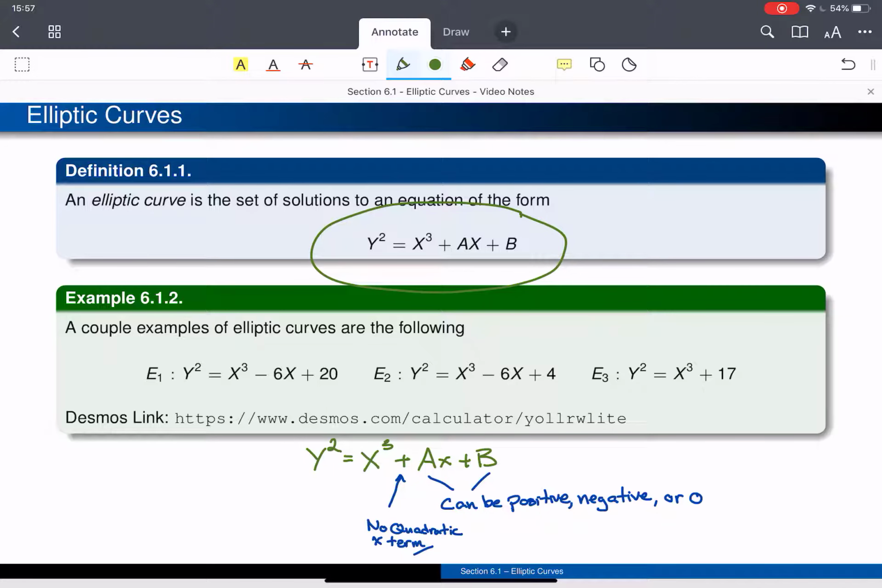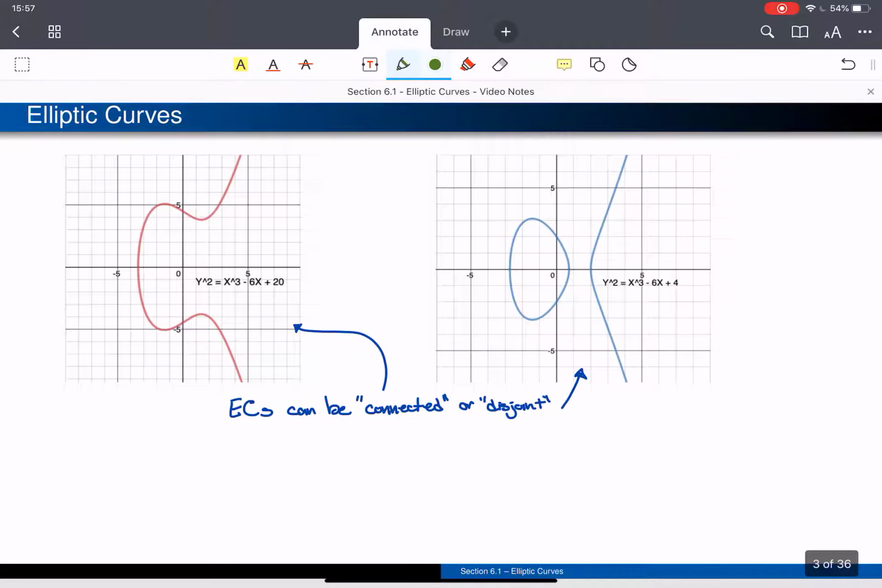In any event, down at the bottom we have a collection of these things just to showcase that you can have negatives, you can have positives, all kinds of different things you can shove in for A's and B's. It is worthwhile to begin looking at some of the pictures because that's where the meat of this whole structure is going to be living.